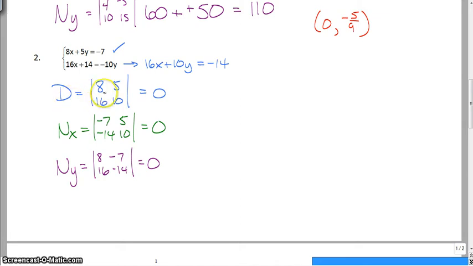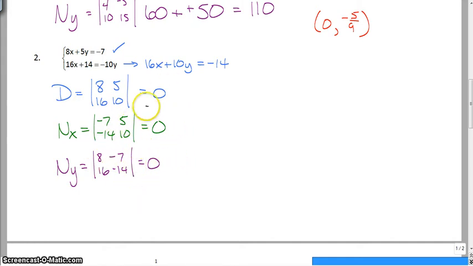So D, we just use our coefficients for the x and y's. Our Nx, we replace the x column. The Ny, we replace the y column. We found the determinant of each, which is 80 minus 80 gave us 0. Negative 70 plus 70 gave us 0. And then you can see what we're doing here.